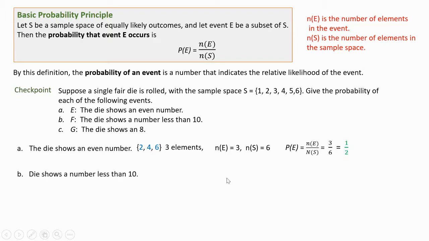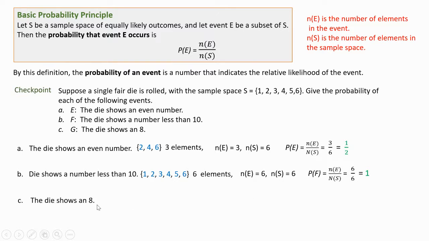Now let's try B. The die shows a number less than 10. Right, so less than 10, the event is going to be all the possible numbers, because all these are less than 10. So then the N of E is going to be 6. The sample space is 6. So the probability of this event is 6 over 6, which will be 1, or like 100% that this is going to happen, right?